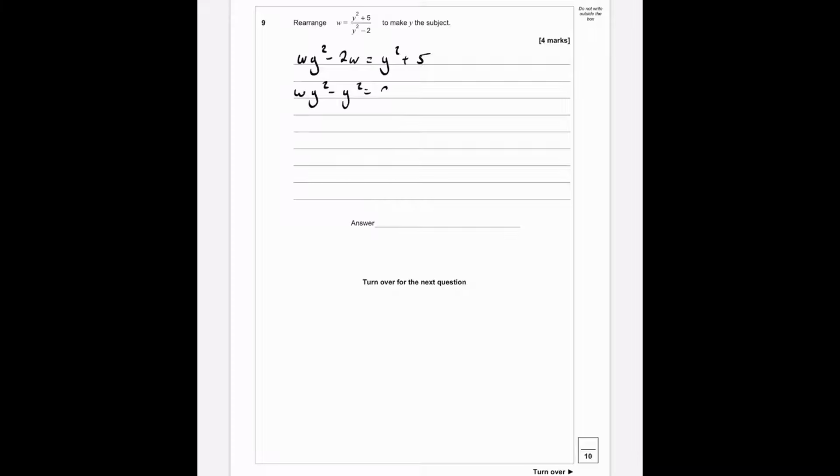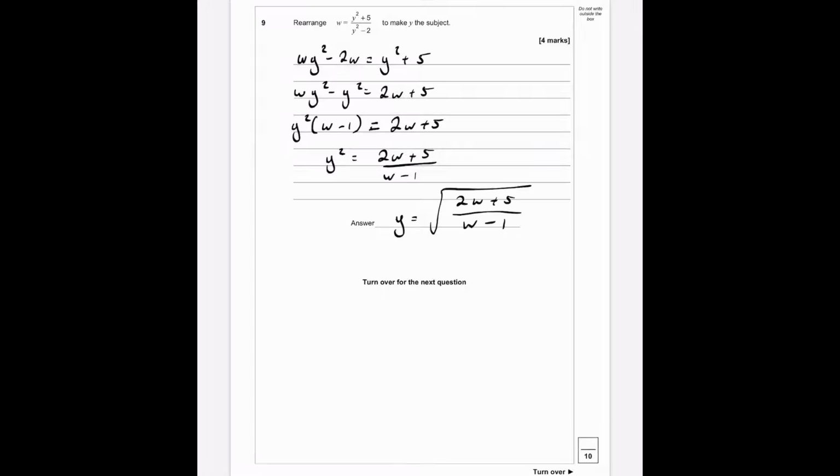Then I'm going to bring all the expressions with y squared onto the left-hand side and all the expressions that don't have a y in onto the right-hand side. And that allows me to factorize out y squared from the left-hand side. The last but one step will be to divide both sides by w minus 1 and then square rooting both sides. We can get y equals the square root of (2w plus 5) over (w minus 1).